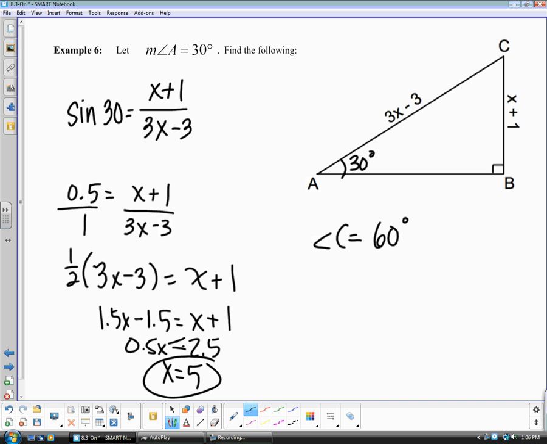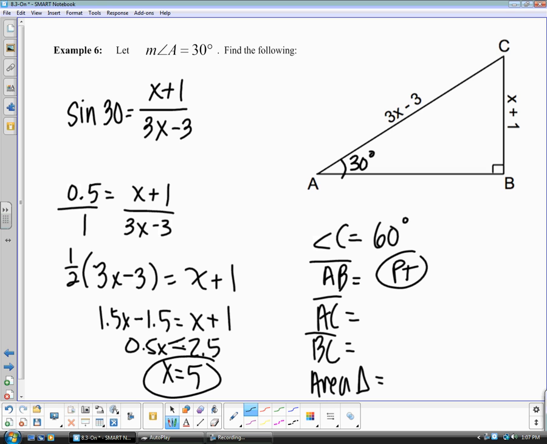And then we just need to find the side lengths. AB, you're going to have to use Pythagorean theorem. AC, you can plug in your x is equal to 5. And your BC, you can plug in your x is equal to 5. I want you to take a minute and do that, and then I want you to find the area of your triangle. Pause the video, and then when you're done, unpause it for the answers.